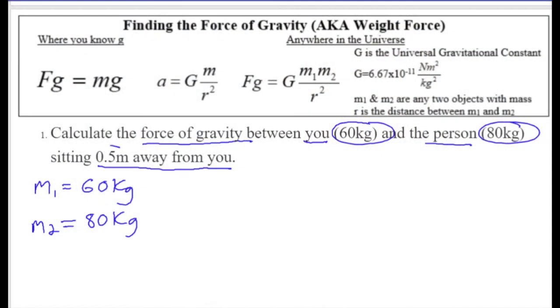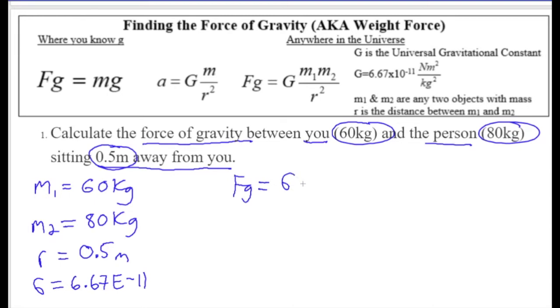Next thing I notice is that it tells me that we're sitting 0.5 meters away. So my r in this case is going to be 0.5 meters. And then obviously we know that our G is just a constant, so that's 6.67 e to the negative 11th. What I want to do now is go ahead and write my equation. So I have Fg is equal to big G times m1 times m2 all over r squared.